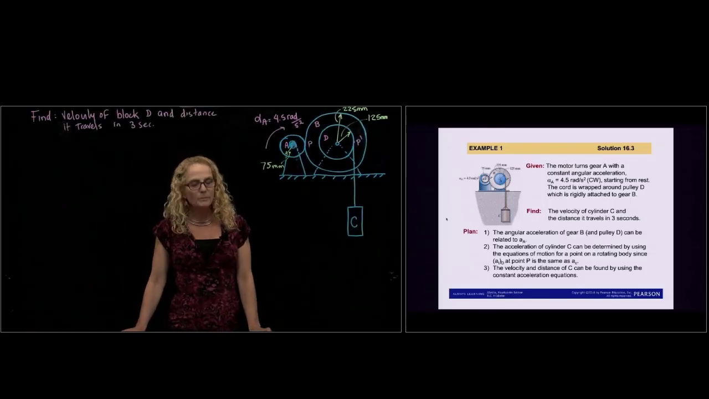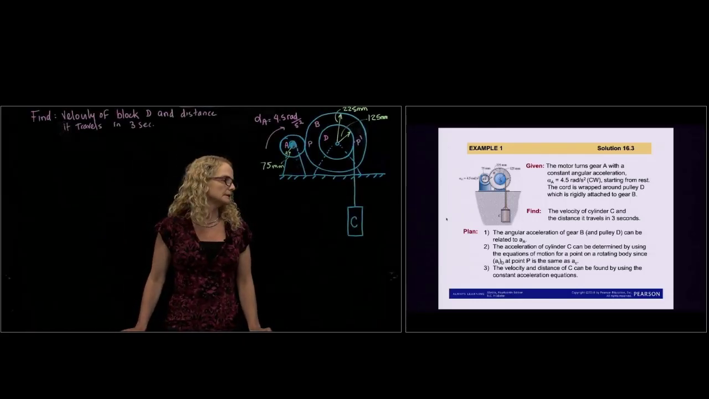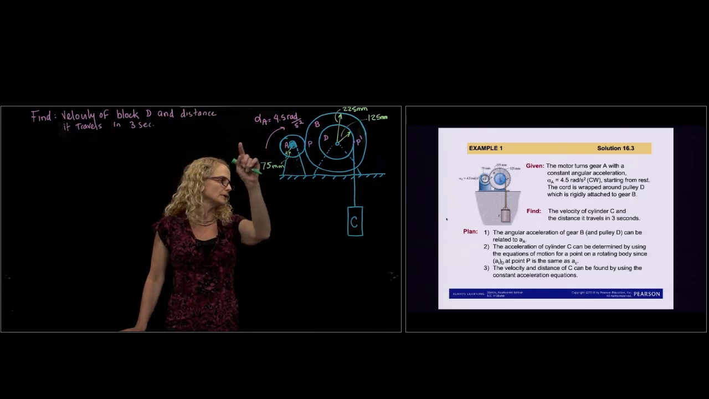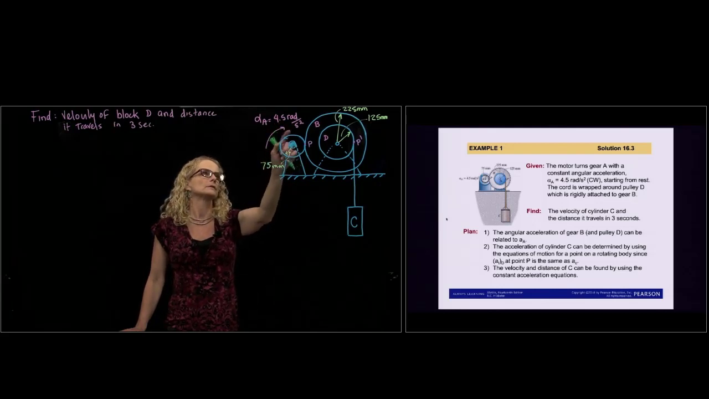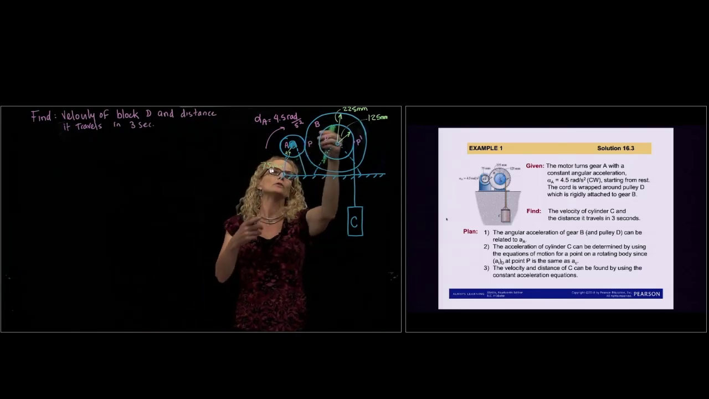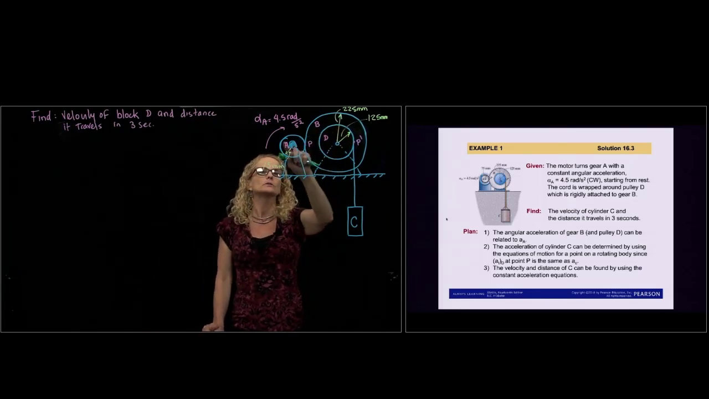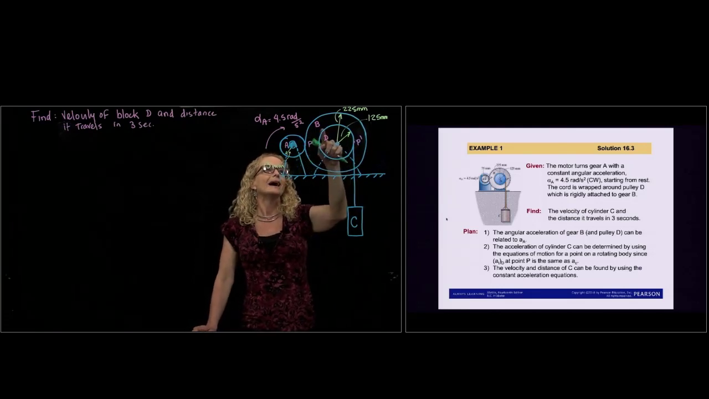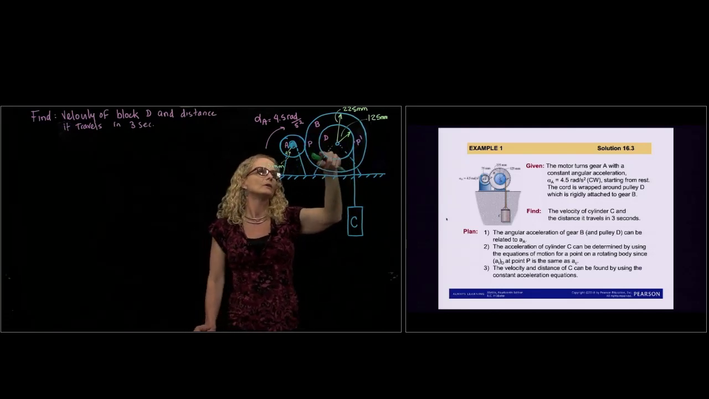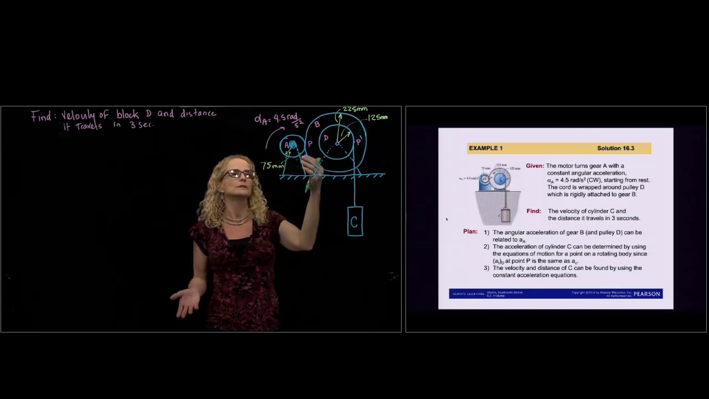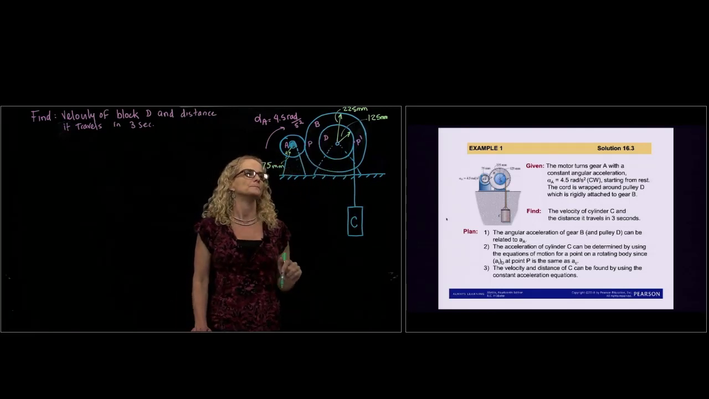Okay, this is example number 1 of section 16.3. So we have a motor that turns the gear A with an acceleration of 4.5 radians per second squared. This gear is leading to move that gear B. So let's call this gear A, this big gear B, and attached to the gear B we have another gear D. So the gear D has the same velocity and acceleration of gear B.